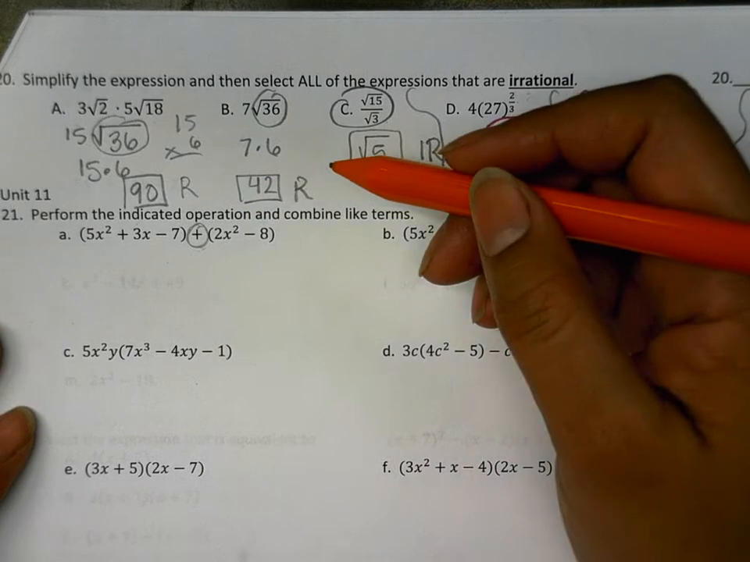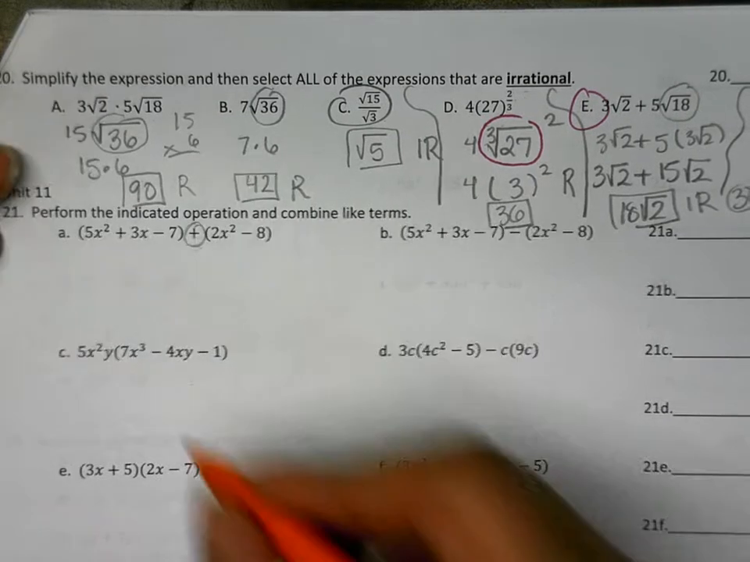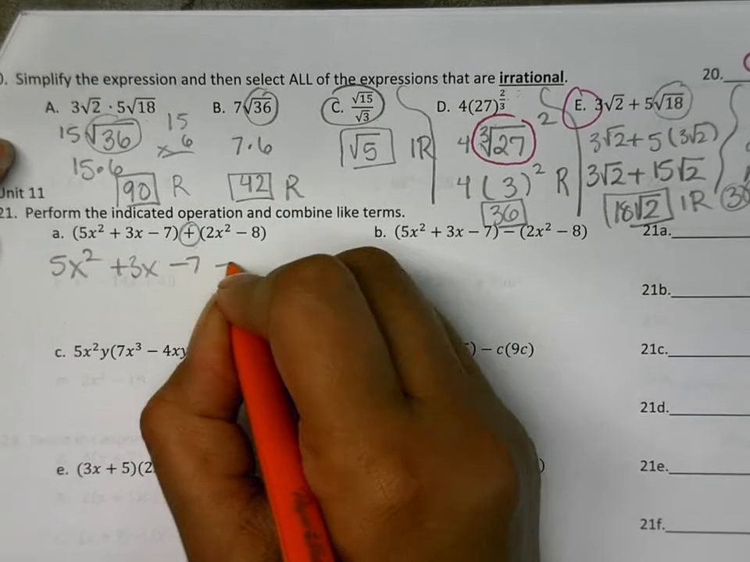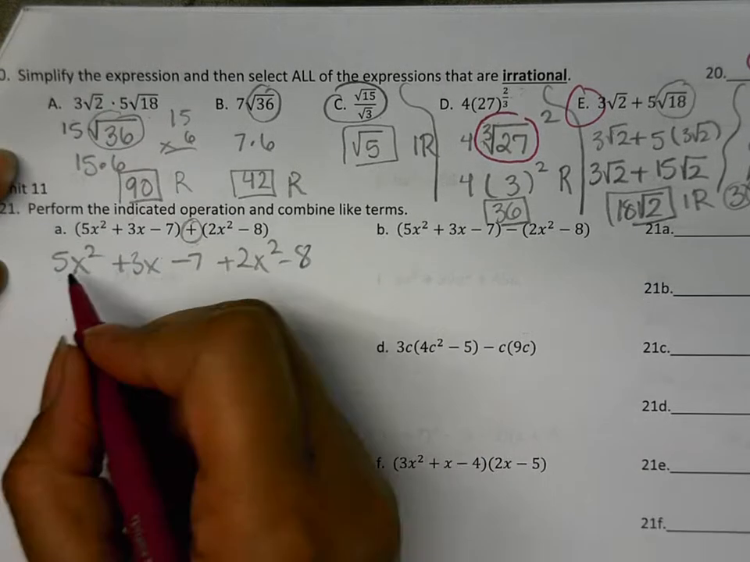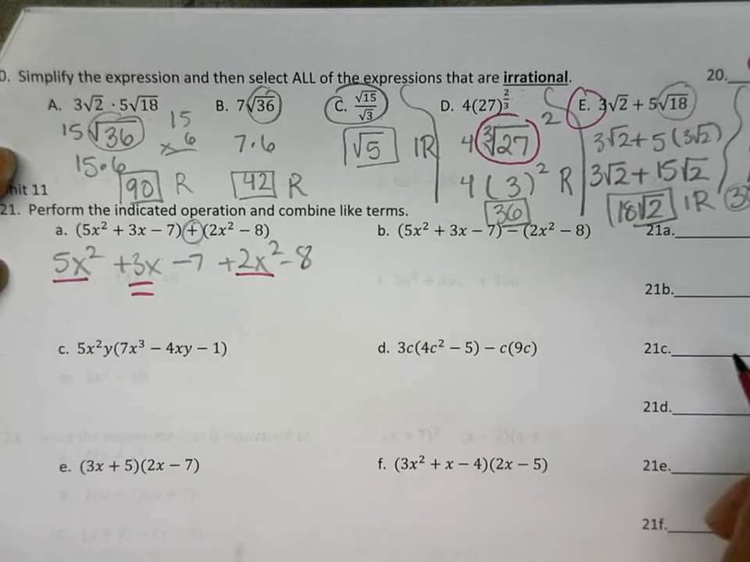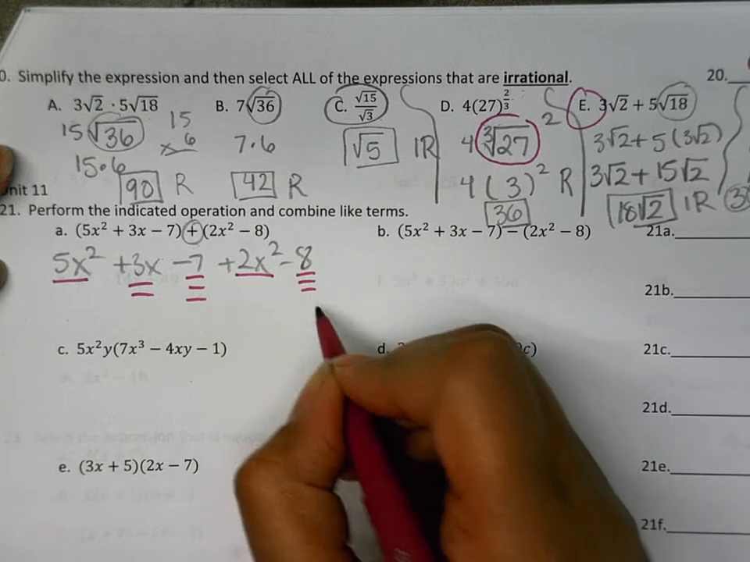When you distribute anything that needs to be distributed, what happens with the parentheses? You drop them. They go away. Is there anything to distribute here? No. Even if you distribute a plus sign, does it change anything? No. So you have 5x squared plus 3x minus 7 plus 2x squared minus 8. What kind of problem is it? Combine like terms. So 5x squared combines with 2x squared. Does 3x have a like term? No, so it's just going to stay 3x. And negative 7 combines with negative 8.